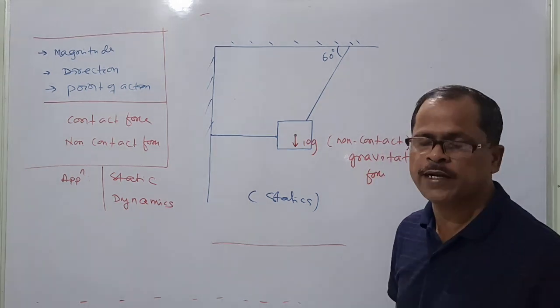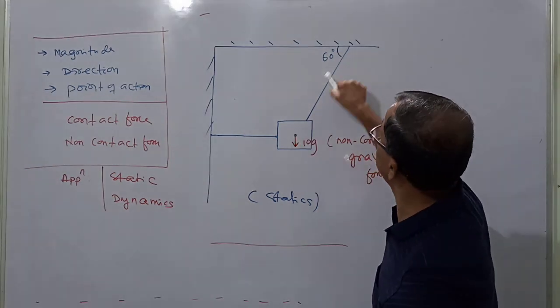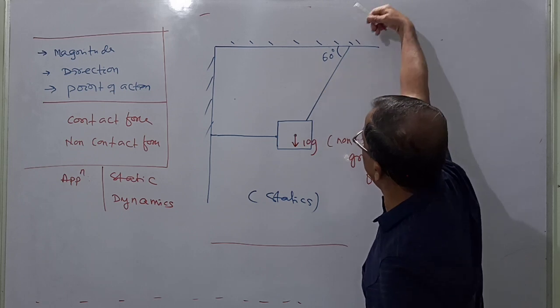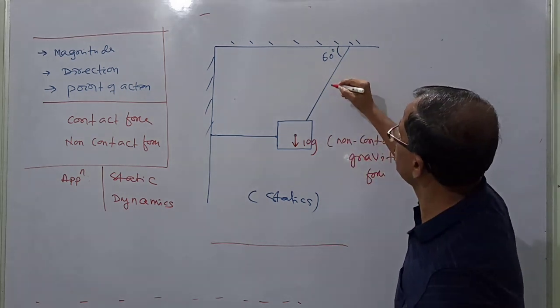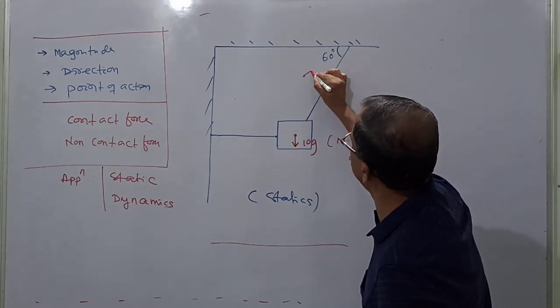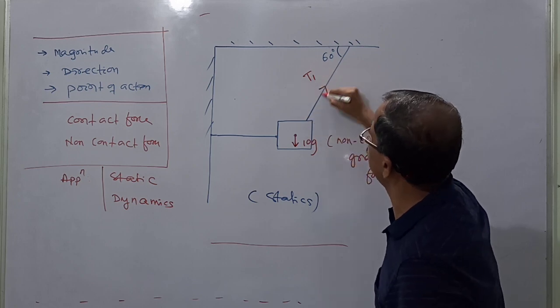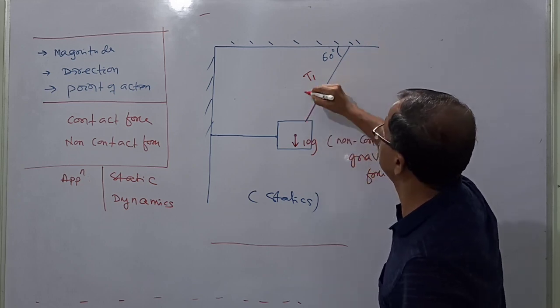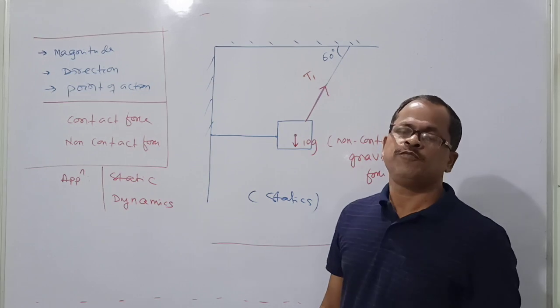First one. Second one. This body is suspended by a thread, so the thread will pull it up. Again it is a contact type force. This thread will pull it in this direction. This is the contact type force.